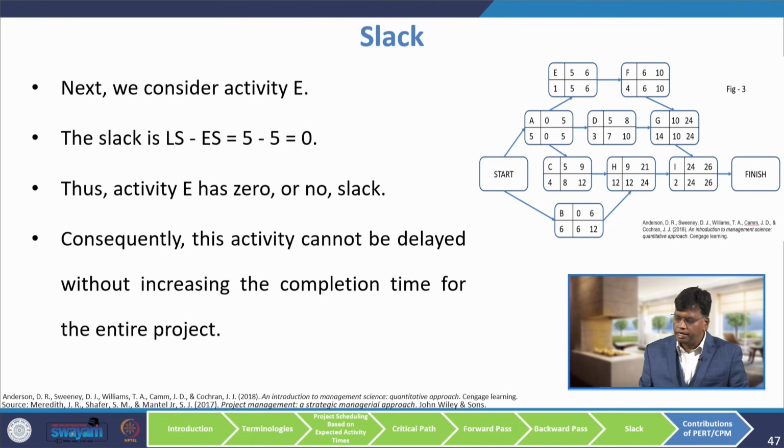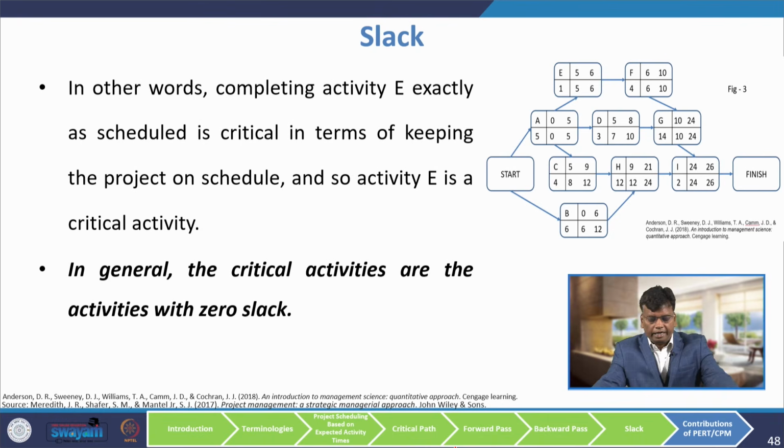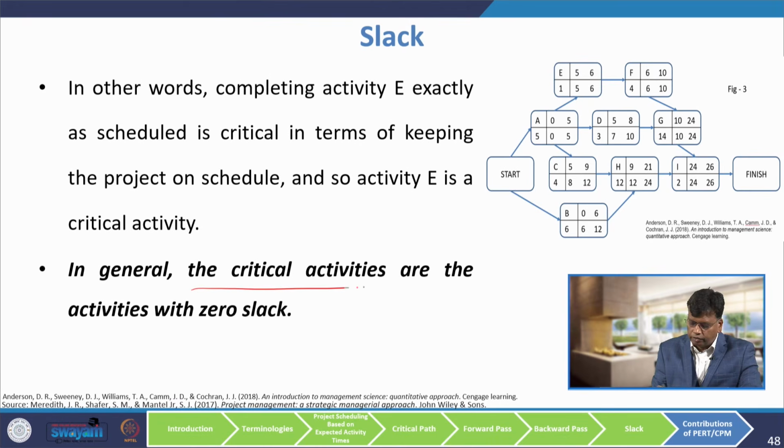Next, we consider activity E. Here the slack is 0. So, this activity cannot be delayed without increasing the completion time for the entire project. So, this is a critical activity. So, wherever the slack is 0, here it is 0, here 0, here 0, here 0, here 0. So, this route is your critical path. In other words, completing activity E exactly as scheduled is critical in terms of keeping the project on schedule. So, E is a critical activity. The more important point is that critical activities are the activities with 0 slack.